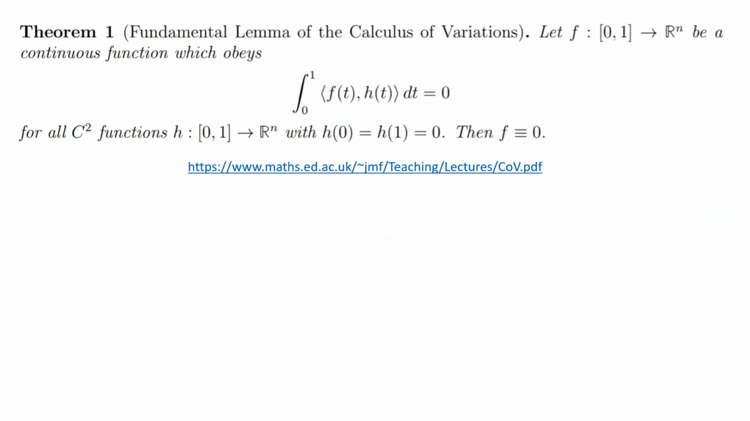Right. So the first object we need is what's called the fundamental lemma of the calculus of variations. We have a function f from [0,1] to R^n. Our function f is continuous, and it has a really interesting property. Whenever we take the dot product of f with h and integrate from 0 to 1, we always get 0. Here we're assuming h is a C^2 function, so twice continuously differentiable, and h(0) and h(1) equal 0. Then the claim is that this forces f to always be 0.